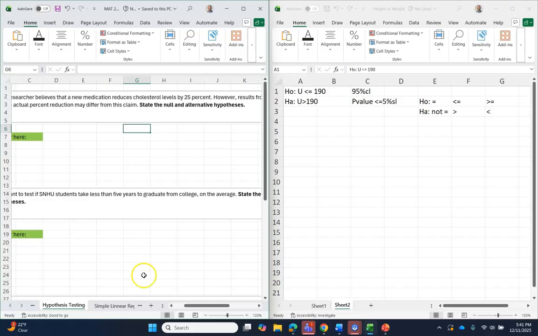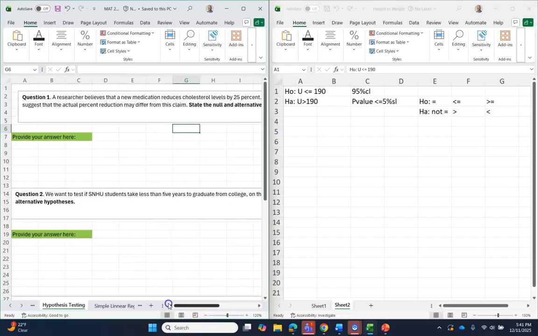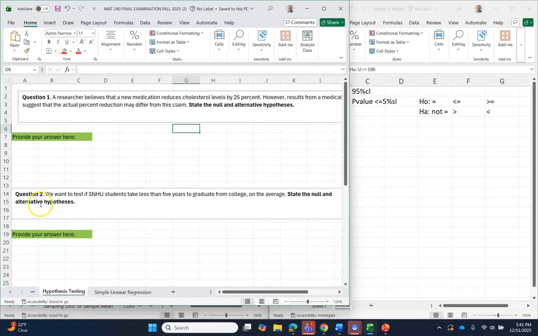That's all with the first question. Let's look at the second question. And this one states that we want to test if SNHU students take less than 5 years to graduate from the college on the average. So we will consider average, same as what we did here. Here we have also to consider the average, although we are talking of the percentages, but let's consider average.